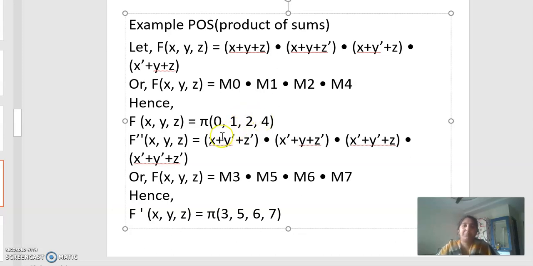Similar to the previous concept, the complement of this function can be determined in the same way. Whatever maxterms are not present in this particular function can be presented in the complement function. So here 0, 1, 2 are there, so 3 is not there, and 3 can be written in the complement form. 5, 6, 7 are not present here, so they can be written in the complement form. So f' of x, y, z equals pi of 3, 5, 6, 7.